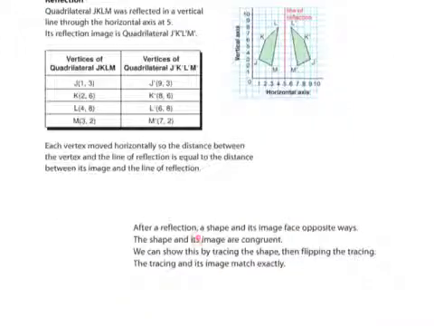After a reflection, the shape and its image face opposite ways. So you can see that they're facing opposite directions. K is on this side, K is on that side. The images are still congruent, so they are still the same size, they still have the same angles, they still have the same lengths of all of their lines. We can show this by tracing the image and then flipping and tracing it and seeing that they match exactly.